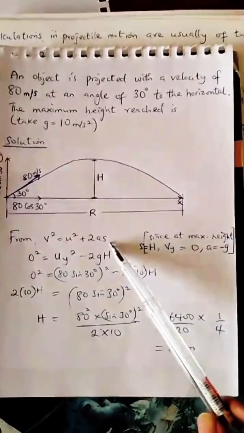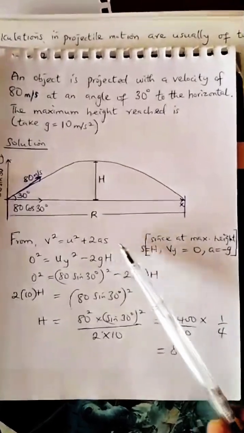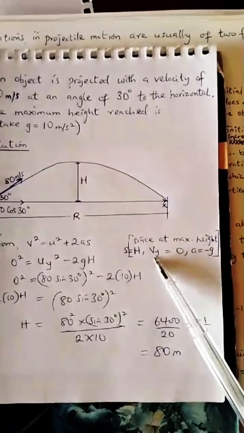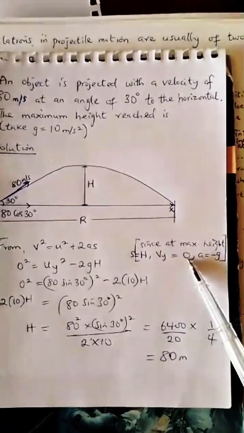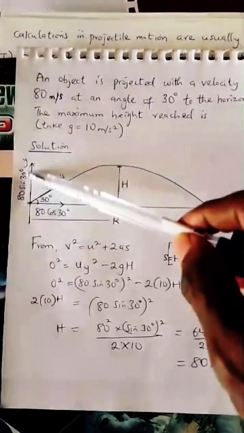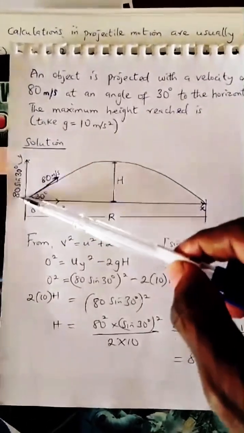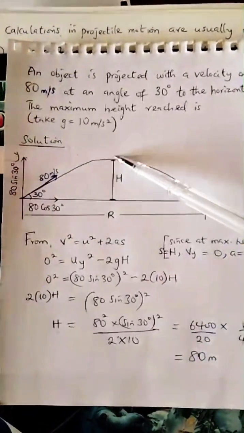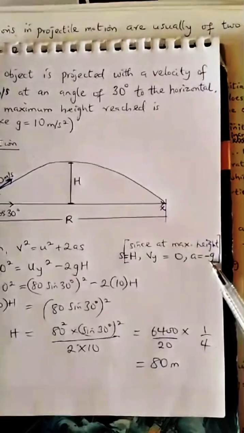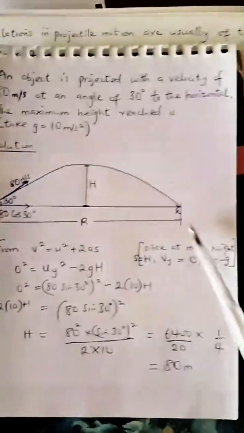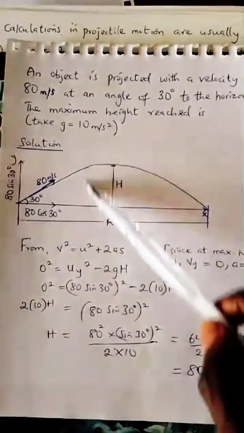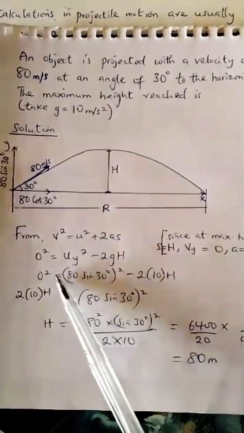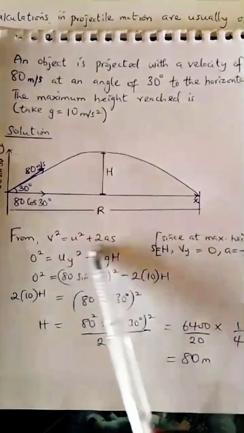The s in this expression is distance, so we can replace it with our vertical maximum height. Our final velocity vy is going to be 0 at this point, and the initial vertical component of velocity is the initial. Our acceleration we take as minus g, and we're given g as 10. It's minus g because it's acting downwards, slowing down the object. So we slot that into the third equation of motion.